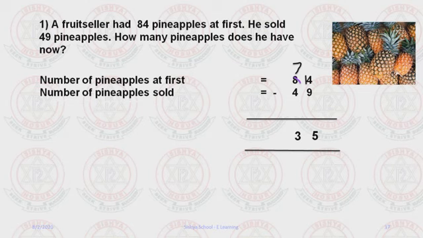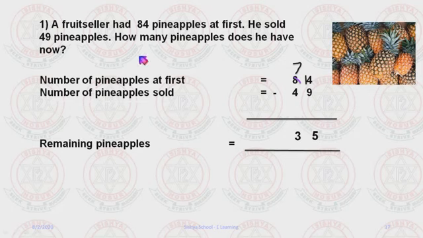Today we will be learning 2-digit subtraction statement sums. Tomorrow, 3-digit statement sums. So the answer is: remaining pineapples is equal to 35. I have to write like this: number of, and the equal to should be in the same line only. Actually, this is your workbook sum.